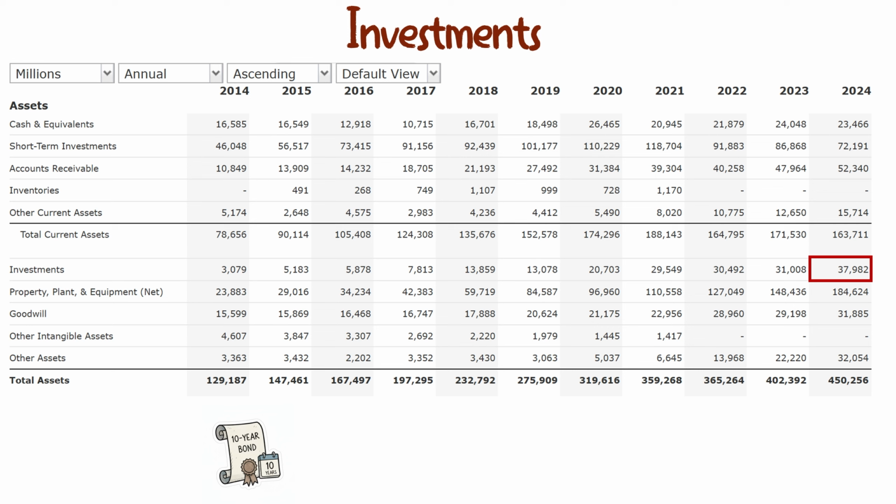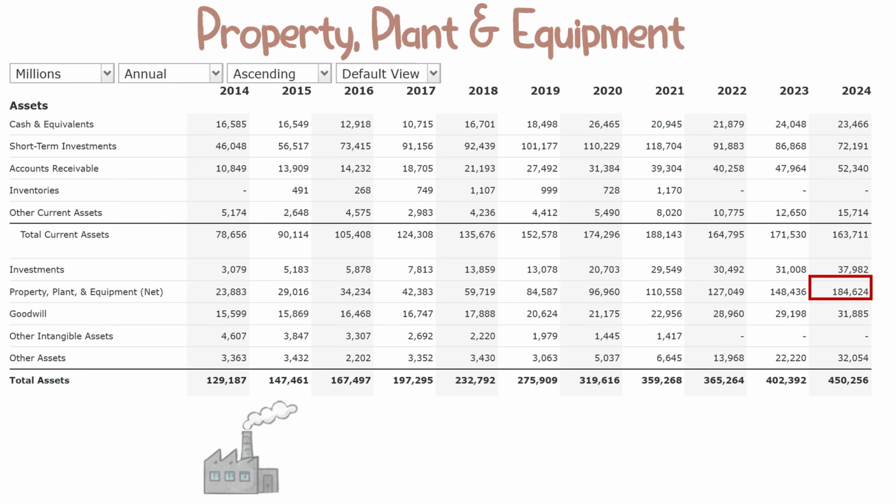The company parks money here when it doesn't need immediate access to it, allowing the capital to generate higher long-term returns. Next, we have property, plant, and equipment, which stands at $184.6 billion. This represents all the long-term physical assets the company owns: buildings, equipment, and land. For Alphabet Google, this massive figure primarily covers their global network of data centers and all the servers that power Search, YouTube, and Google Cloud.